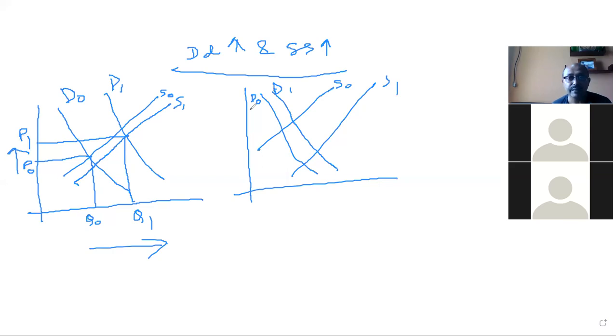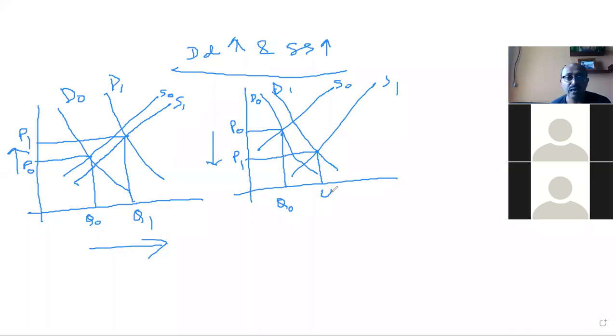Over here, what is happening in this diagram? If price is P0 and quantity is Q0, the new equilibrium is the intersection between D1 and S1. Here, proportionate increase in supply is higher than proportionate increase in demand. What does it mean? Downward pressure on price is higher than upward pressure on price. See, here price is going down.